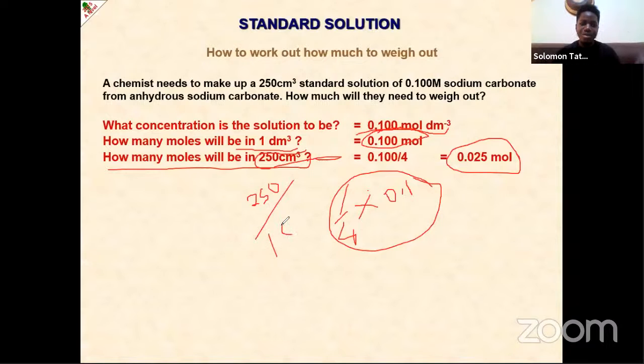Remember, the reason why we introduced this 1,000 is because we are changing from decimeters cubed to centimeters cubed. It's important to remember that. So here you get a quarter times our moles, and these are the moles in 250 cubic centimeters. So now you have the moles in 250 cubic centimeters. All right. What is going to be our next step?